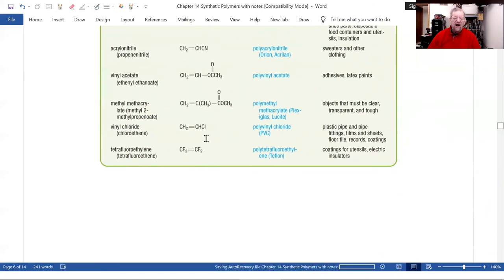When L is a halogen, chlorine, we call that polyvinyl chloride, otherwise known as PVC, and that's the white plastic pipes in your bathroom. Now, when you take a monomer, ethylene, and all the hydrogens are fluorines, that makes a molecule we call Teflon, which is one of the things on your nonstick pots and pans.